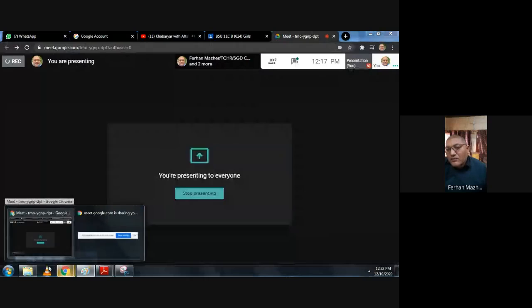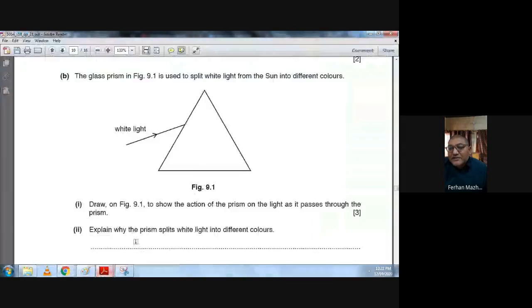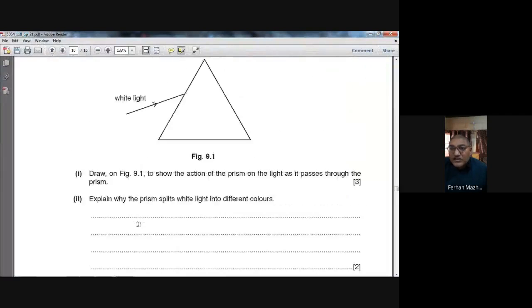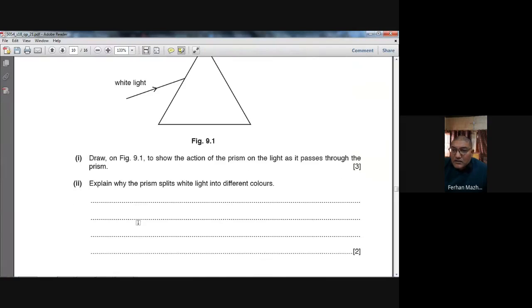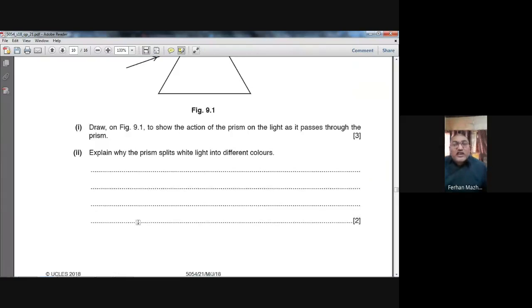Okay, now let's move to the next part. This question is of 3 marks. Now, a 2-mark question: explain why the prism splits the white light into different colors. Okay, so there are two or three arguments. First of all, listen carefully to what I'm saying. You see, each color has a different wavelength. Each color has a different frequency.